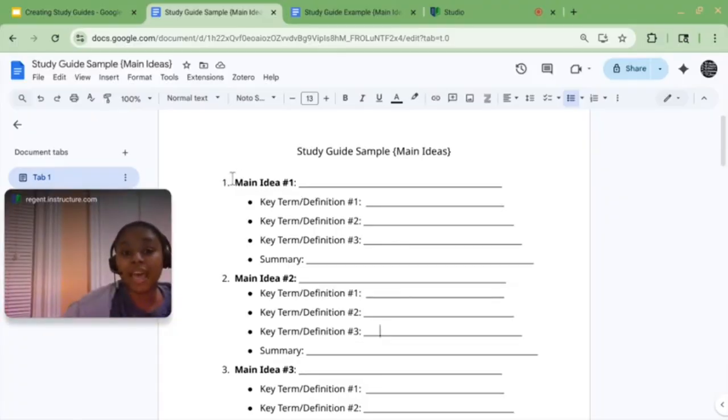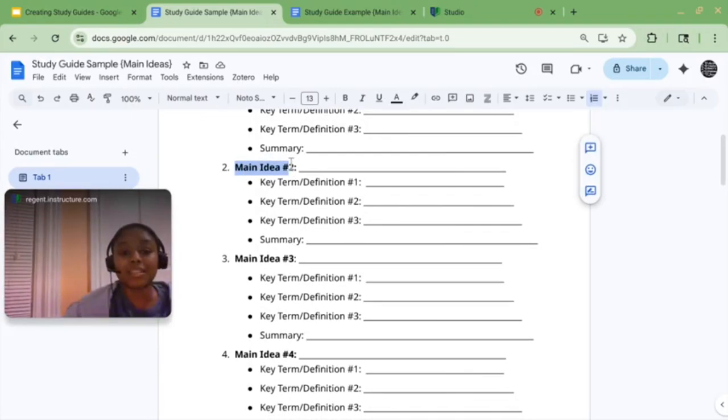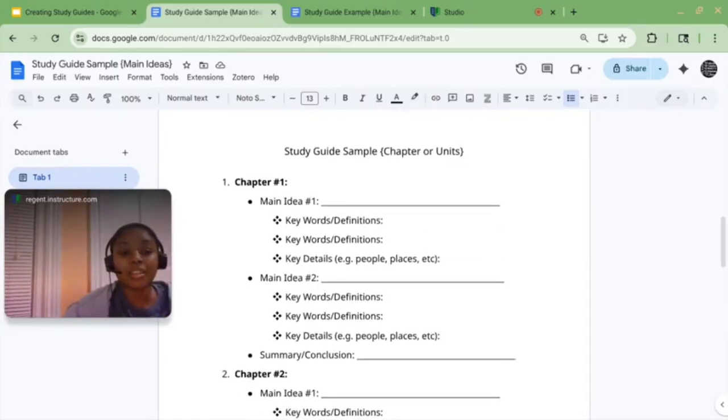And so let's look at this example where we have main ideas. So essentially, you have main idea number 1, and then underneath that, key terms and their definitions, as well as a summary that you can use to help you really understand how the key terms relate to each other. And the summary reinforces that main idea as well. So you could do the same thing with main idea number 2, main idea number 3, and so on and so forth.